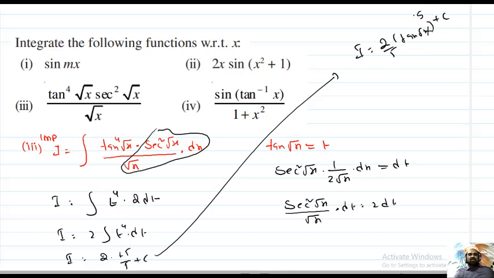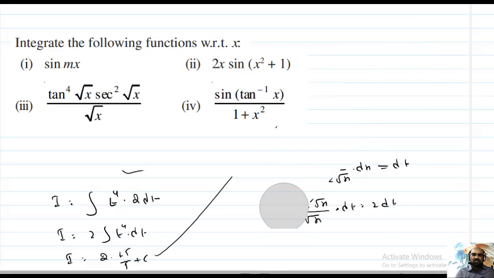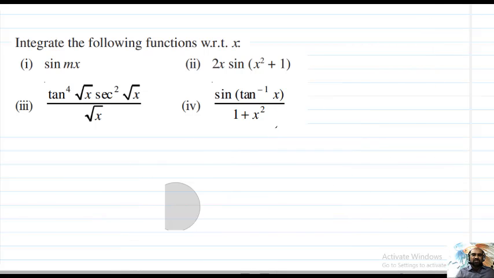Observe, in both ways we got the same answer, but the second method is easier than the previous. So instead of taking root x as t, while observing the problem, we can say that tan root x should be taken as t, then the problem becomes easy for us. Students, this is an important concept: finding integration by substitution.